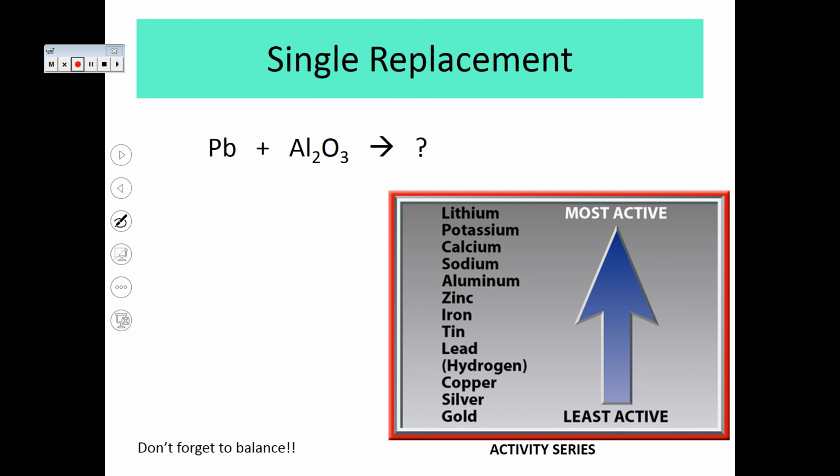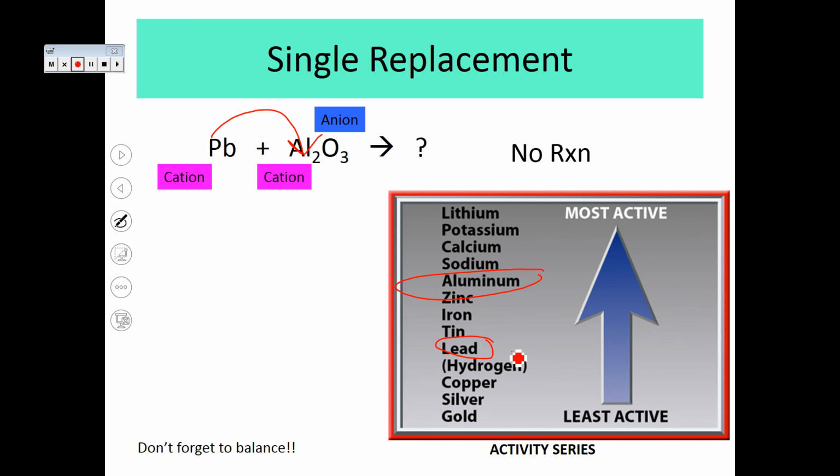All right, let's take a look at this one. Pb plus Al2O3. Pb is a cation, aluminum is a cation, oxygen is an anion. So the Pb is going to replace the aluminum. Go to your activity series next. Lead is here, aluminum is up here. Lead, because it's trying to replace and break up aluminum oxide, has to be above aluminum, which it is not. So the answer to this one is no reaction.